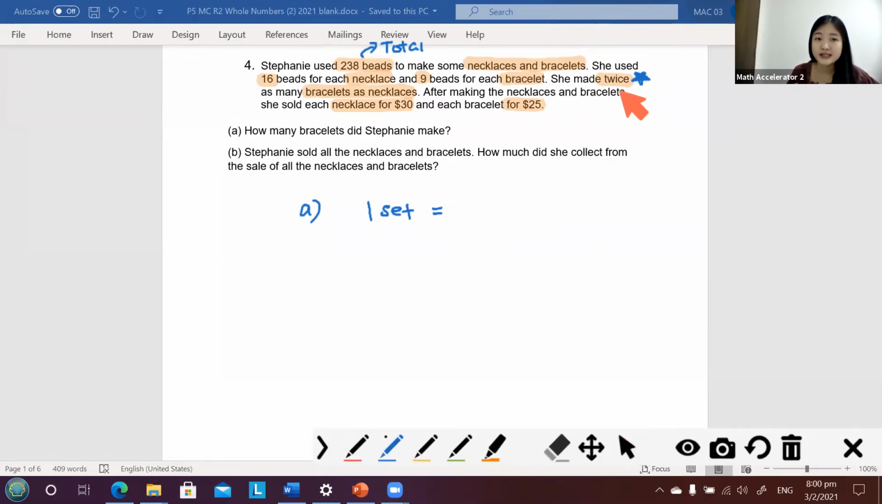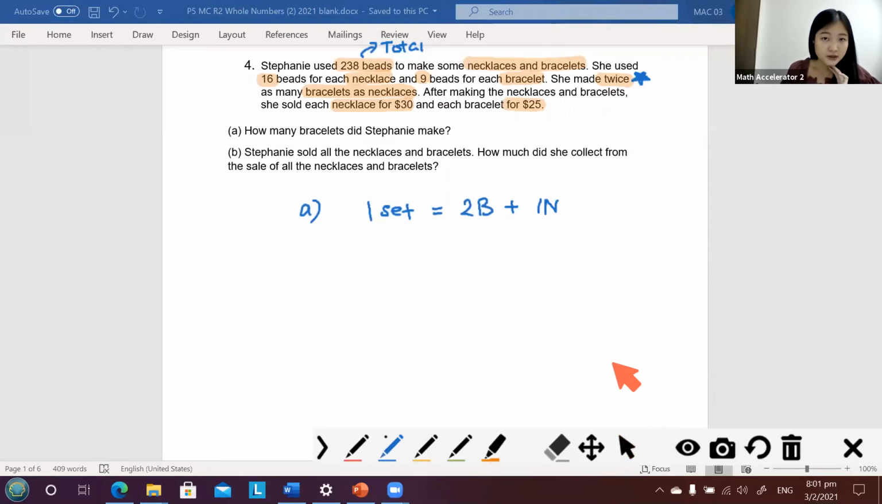Okay, she made twice as many bracelets as necklaces. So what should you put here? Okay, right, so I see your answers. 2B plus 1N, yes. Okay, twice as many bracelets. So we'll have 2 bracelets and 1 necklace in one set.